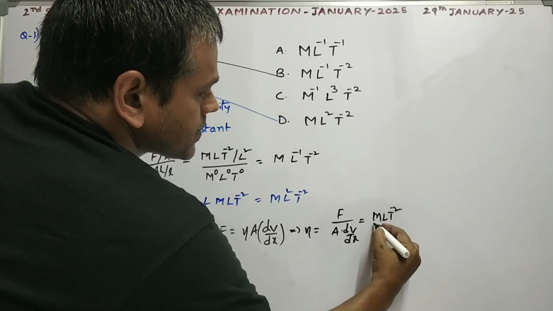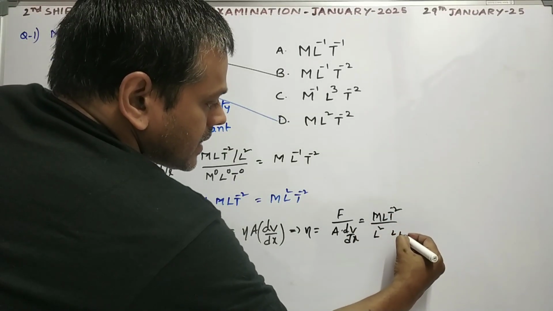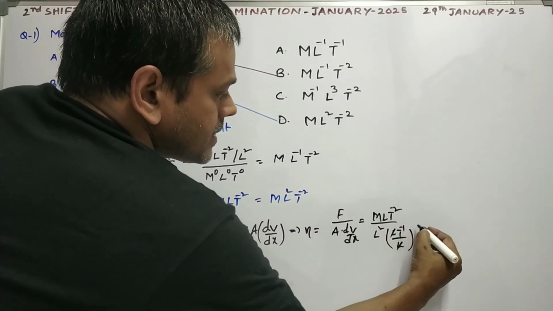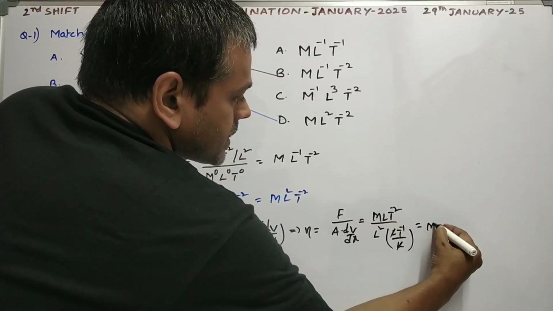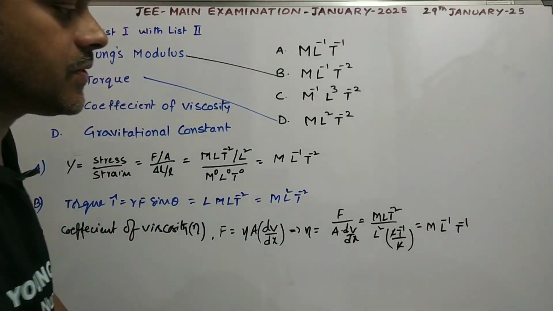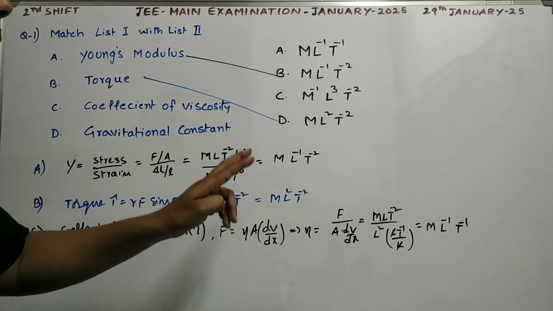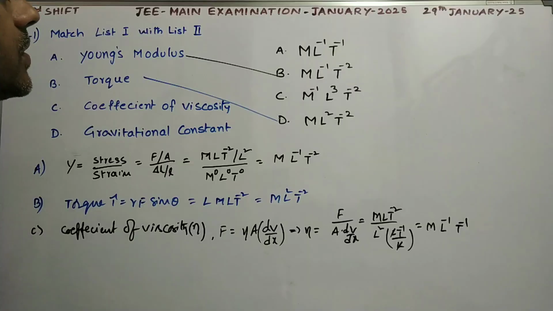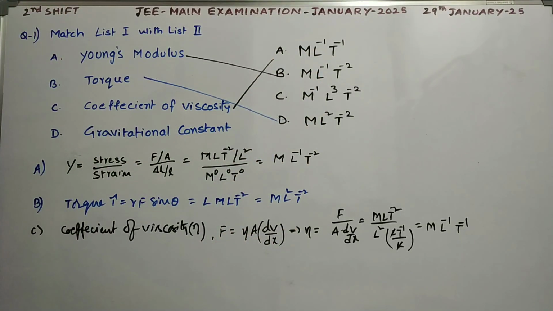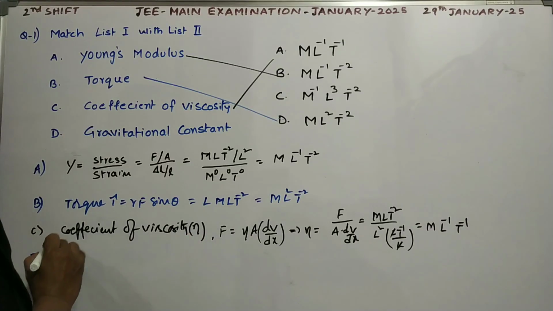F is equal to M L T power minus 2, A means L square, dV means velocity, L T power minus 1, by L. Okay, L and L cancel. When L square goes to the numerator, M L power minus 1 into T power minus 1, because T power minus 1 going to the numerator is nothing but plus. So coefficient of viscosity is M L power minus 1 T power minus 1.